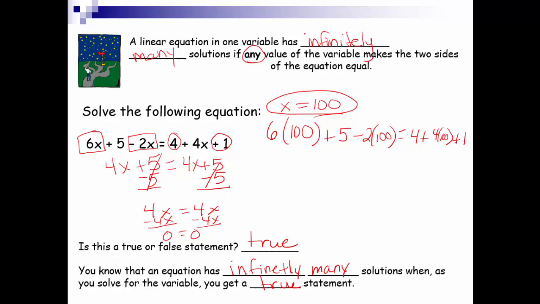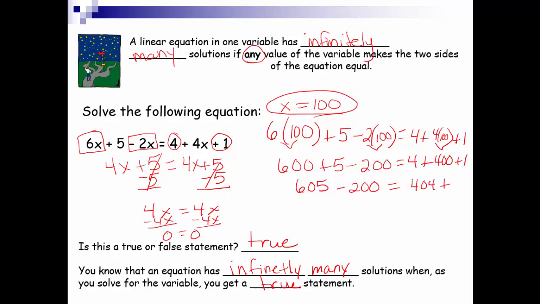6 times 100 is 600 plus 5 minus 2 times 100, which is 200, should equal 4 plus 4 times 100, which is 400, plus 1. 600 plus 5 is 605 minus 200 on this side equals 400 plus 4 is 404 plus 1.